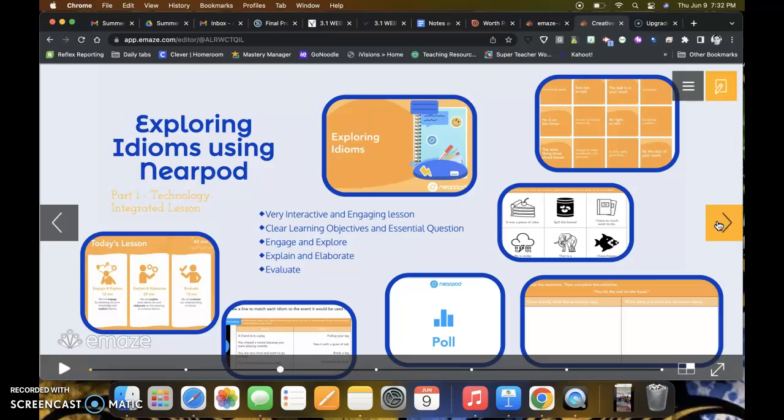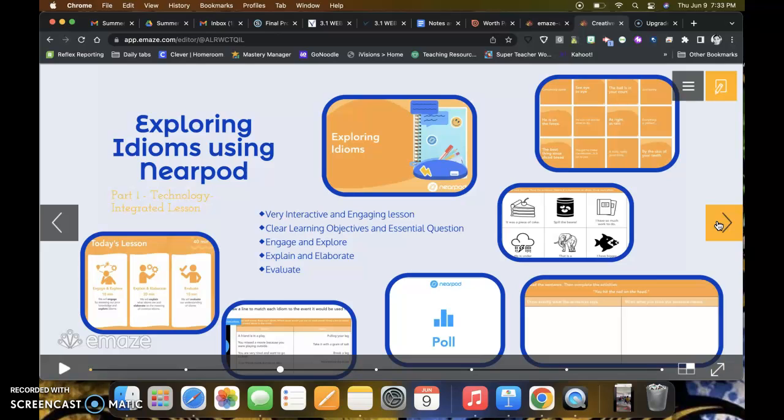In this lesson, I liked it because it had a clear objective, or clear objectives, plural, and it had a really nice essential question. It was broken down into 3 parts. The first one was engage and explore. The second was explain and elaborate. And then at the end was evaluate. It started with a poll asking students if they knew what idioms were. And I really liked starting the lesson like that.